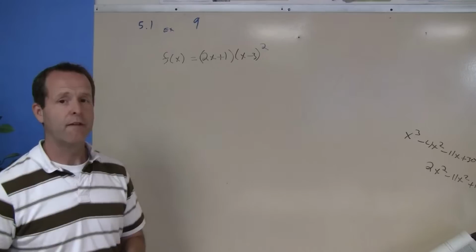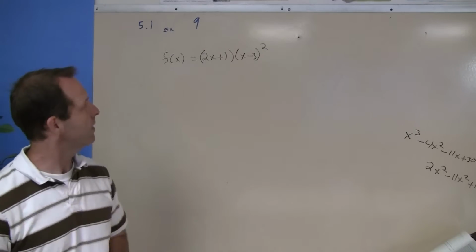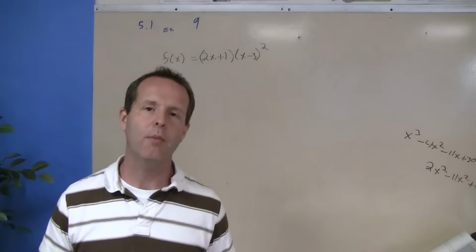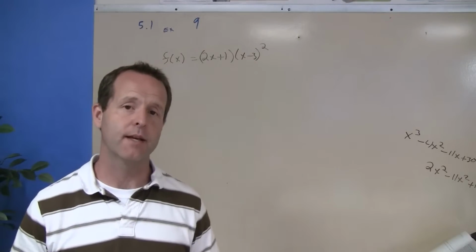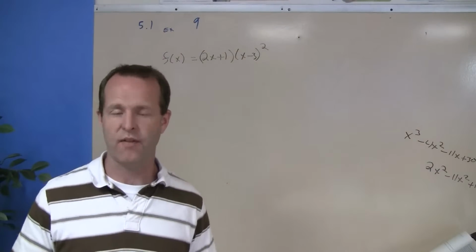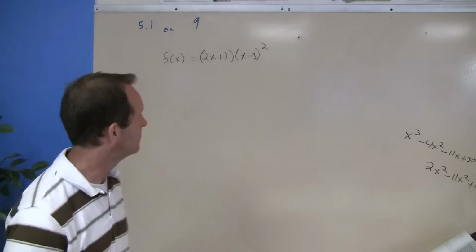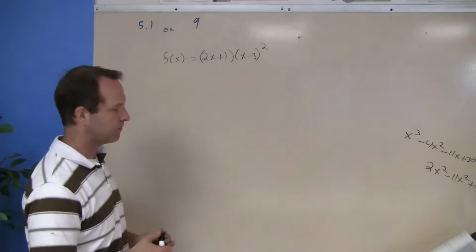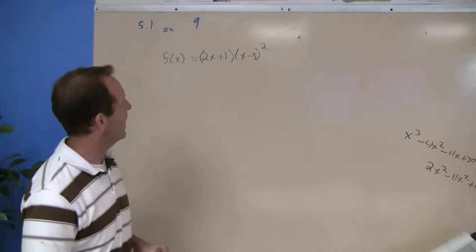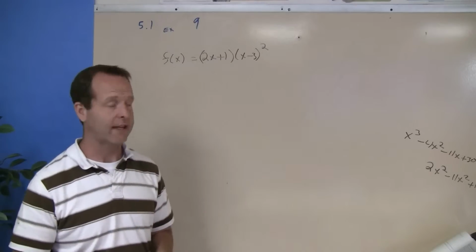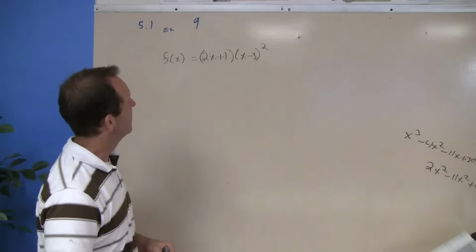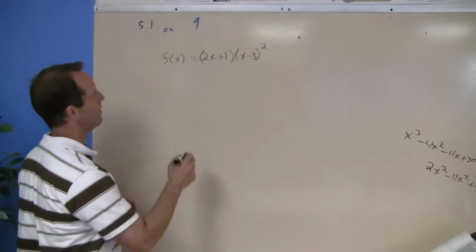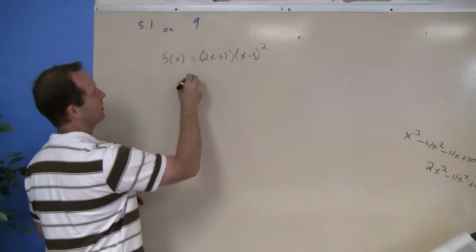I have a function f of x equals 2x plus 1 times x minus 3 squared. And I want to start to determine how much information I can glean from this to graph it without actually using a graphing tool. A couple things I can determine: I want to look at the general behavior of the graph, and that's probably best determined if I multiply it out.